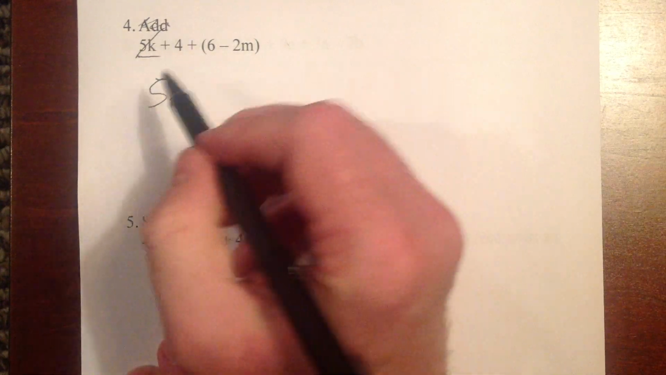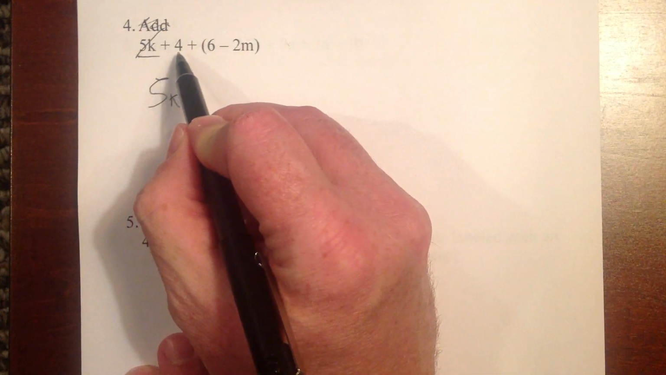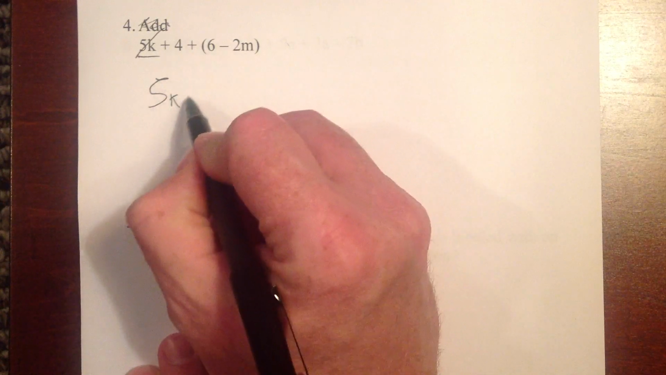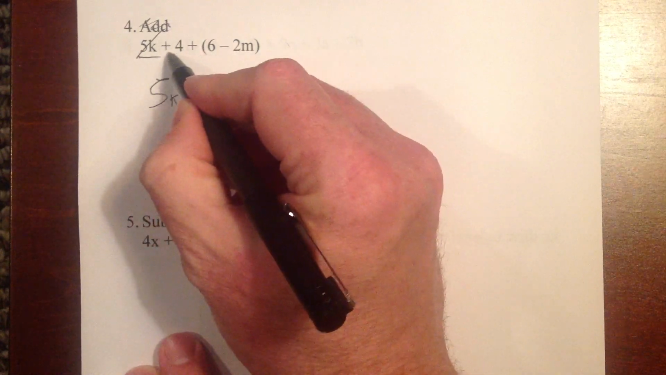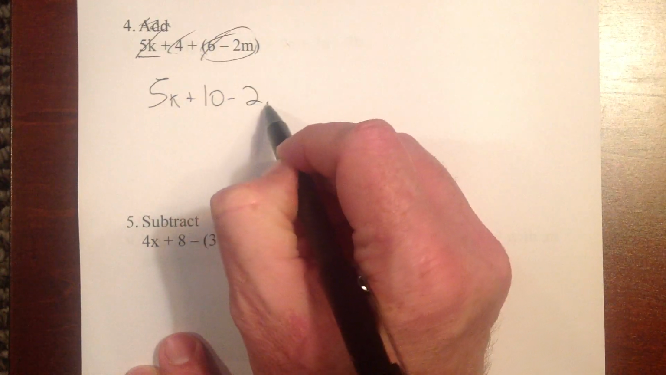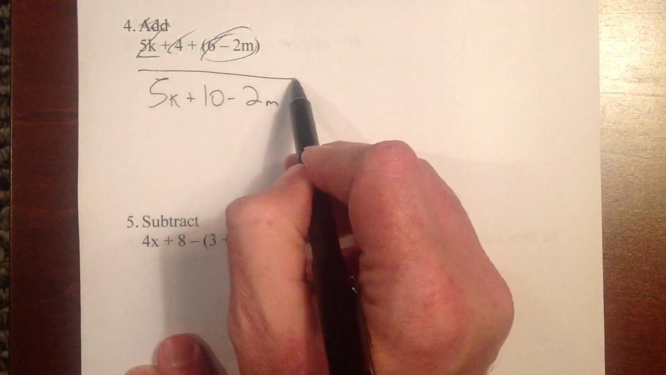Done with that guy. What can I combine 4 with? I can add that to the 6. 4 plus 10. Done with that guy. Done with that guy. What am I left with? Negative 2m, negative 2m. And that is your answer.